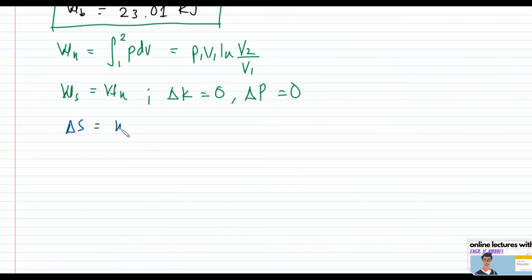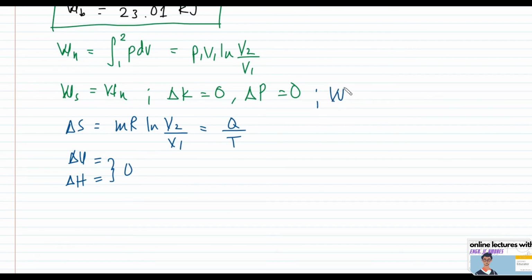Your delta S would be equal to mR ln of V2 over V1, and that's your change of entropy because that comes from the formula Q over T. Now your delta U and your delta H are both equal to 0 because the change of temperature is 0. And then again, you just have to emphasize your Ws is equal to your Wn minus your delta K if your delta K is not equal to 0.